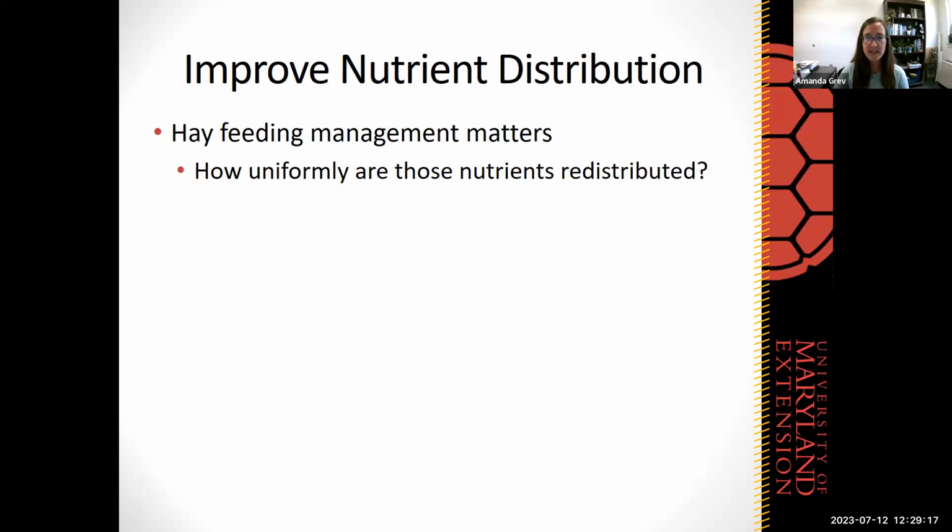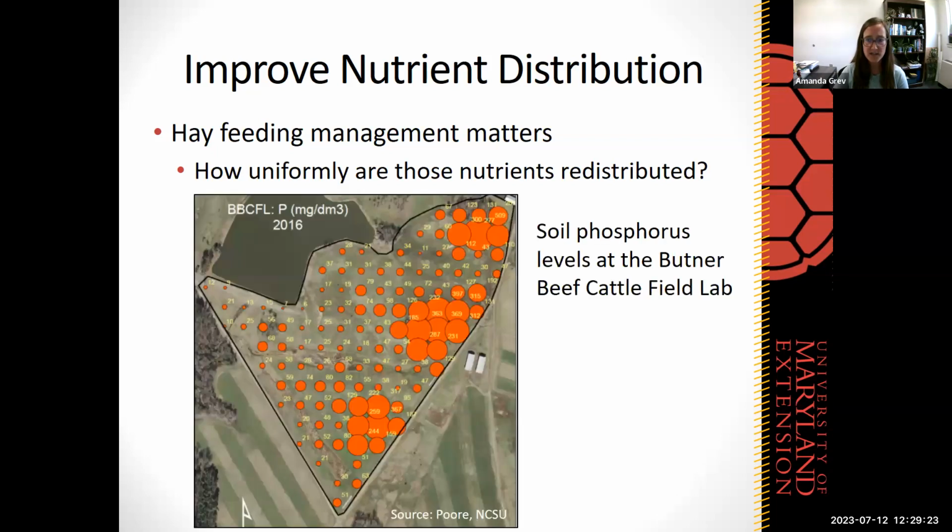And just like for grazing, how we feed our hay also matters, and it affects how those nutrients are distributed across that field. So here is a screenshot of some soil samples that were taken in North Carolina at one of their research centers where they have the beef cattle field lab. This is of a pasture where some cattle were being housed and fed hay. And what they did was they took grid samples. So every single one of those orange dots is an individual soil sample.